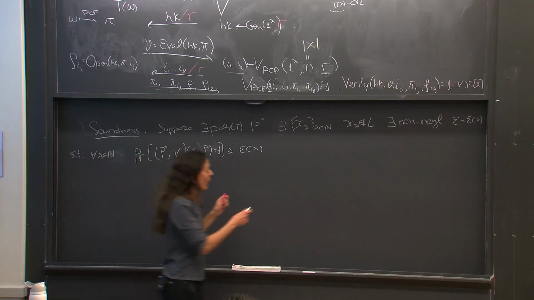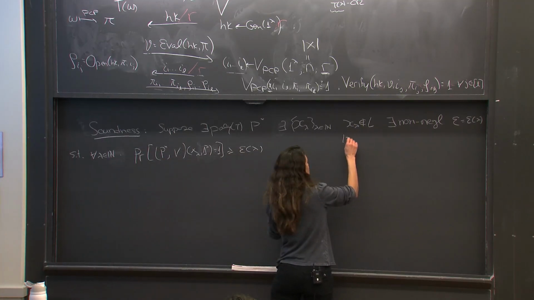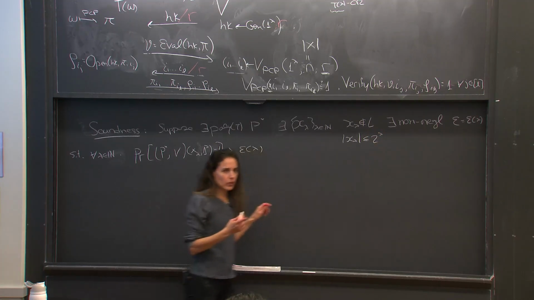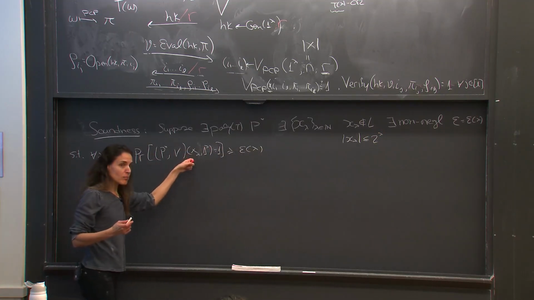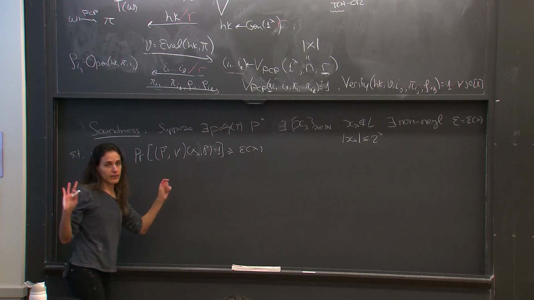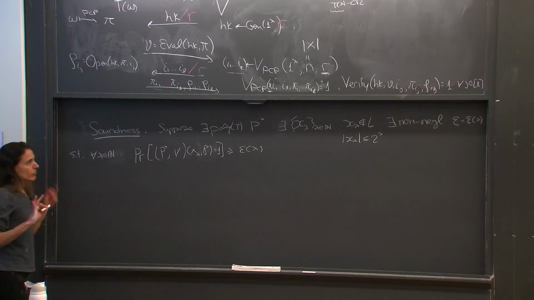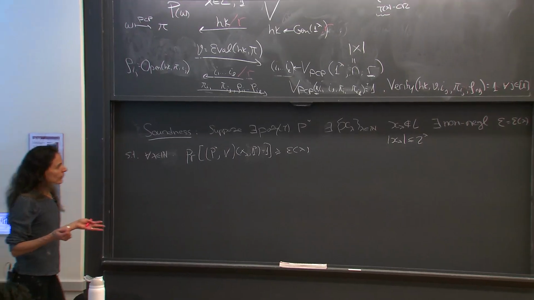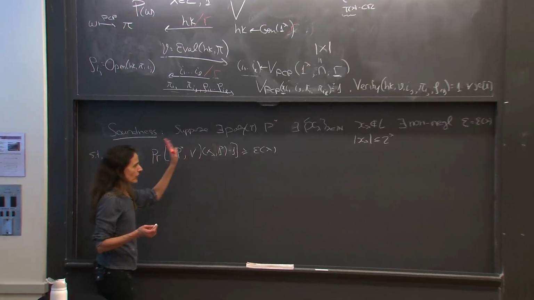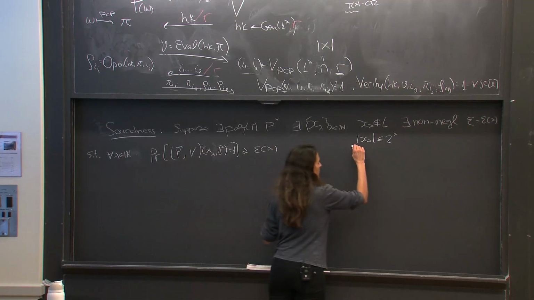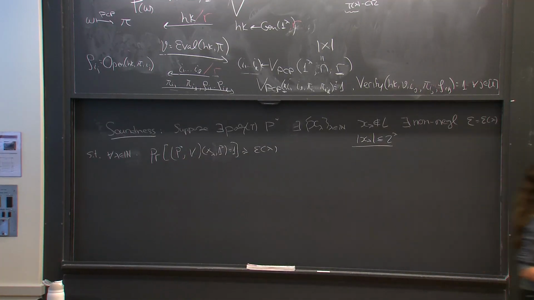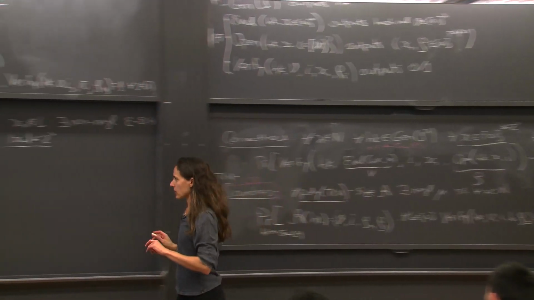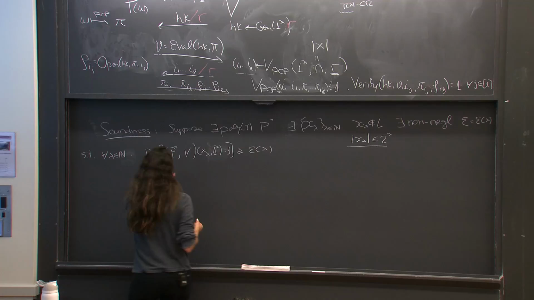My only assumption is that X lambda is smaller than 2 to the lambda. So I choose my security parameter so that it is bigger than log the size of X. Actually, this is not even needed for soundness. This was needed for completeness, because we only had completeness for these X's. For soundness, it doesn't really matter. So let's see, what do I want to do?